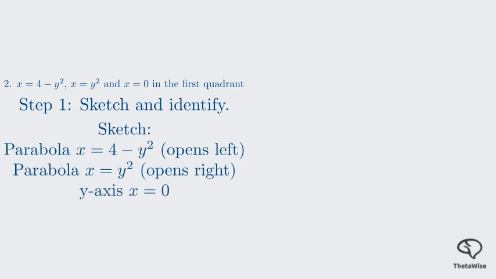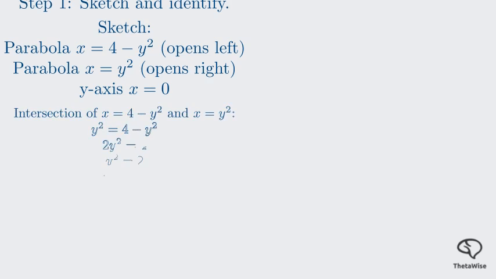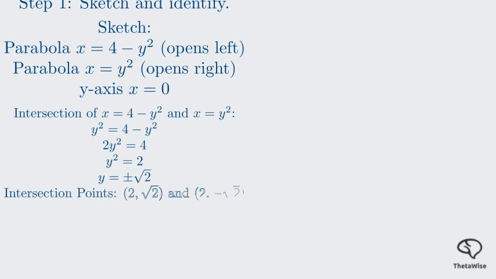To find the intersection of the two parabolas, we set them equal to each other. y squared equals 4 minus y squared. Add y squared to both sides to get 2y squared equals 4, so y squared equals 2. This gives y equals plus or minus the square root of 2. Substituting back into x equals y squared, we get x equals 2. So the intersection points are (2, root 2) and (2, minus root 2).